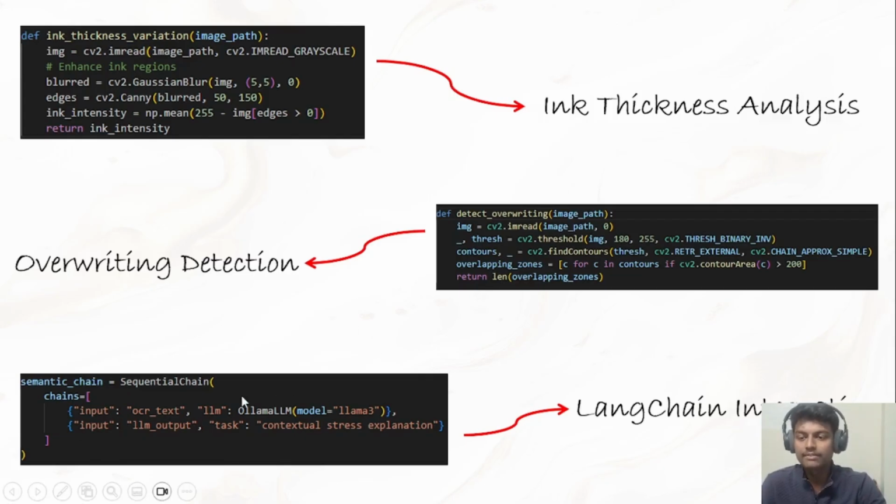For LangChain integration, we can use the sequential chain. We can automate the entire process in the chain. First we give the input, then it is converted to OCR text. Then the LLM comes, whatever model we choose. Then the Ollama LLM will be our server. Just as a sample, Llama 3, a free model, is compatible with our lower-level GPU systems, and it performs the task and gives the contextual stress explanation.